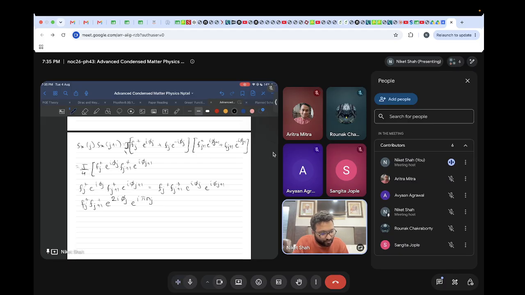Yeah, so this becomes 2i pi and some number 0 or 1, which tells me that this is strictly 1. So therefore what this term ends up becoming is f j dagger f j plus 1 dagger e raised to power i pi n j.